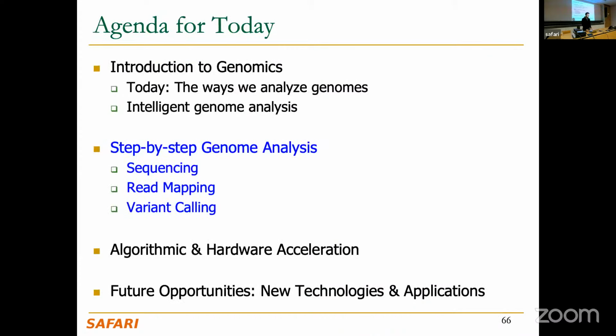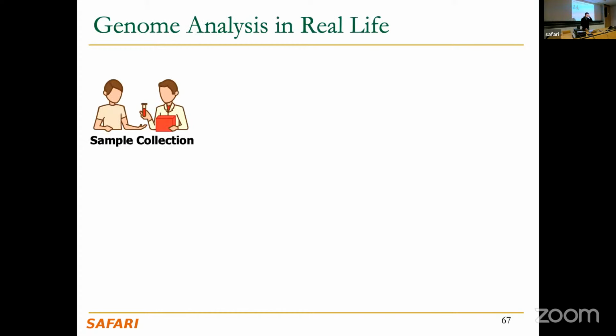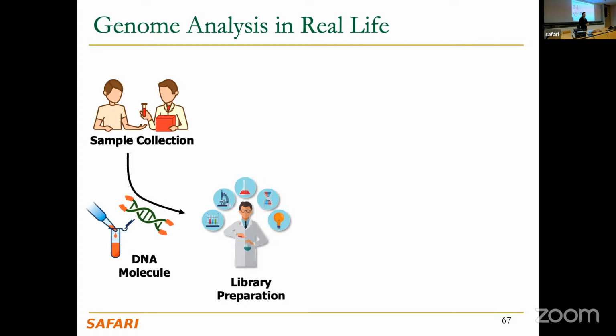So this brings me to the second part of the lecture. Now perhaps I can show you step by step how genome analysis in real time is done. It starts with sample collection. This could be a blood sample, or you may simply swab something and collect it. Then you prepare your library, meaning you put it into some wet solution, you purify it, you amplify it, and so on, so that your DNA is prepared in a nice way.